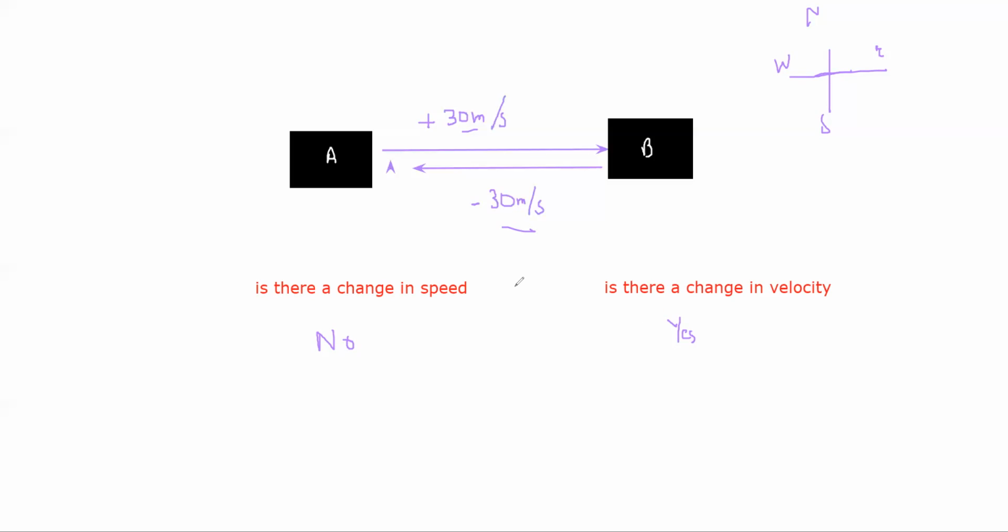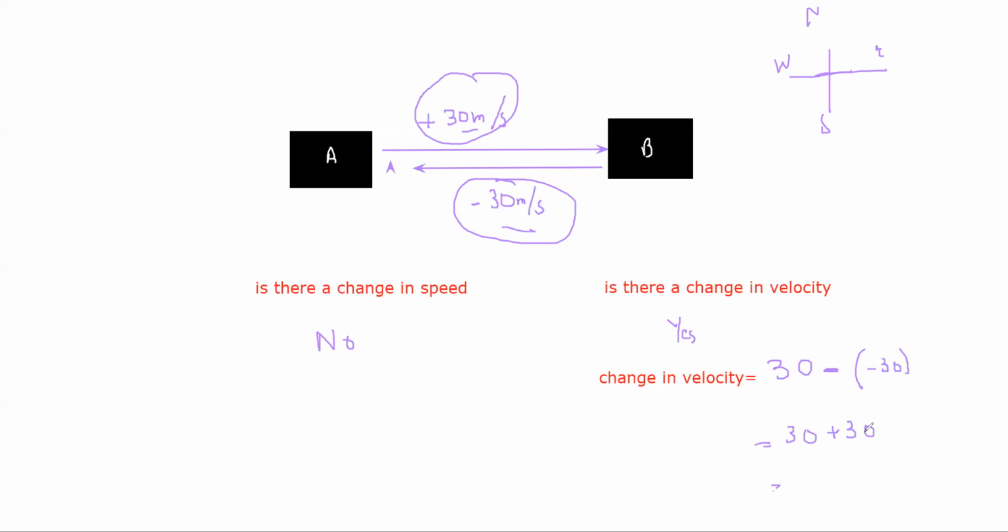And what is the change in velocity? The difference in the velocities is equal to the change in velocity. One of the velocities is minus 30, another one is 30. So it will be 30 minus, this minus is for the change, the difference, and the second velocity is minus 30. So what is the change in velocity? Minus minus will be plus 30. So change in velocity is equal to 60 meters per second.